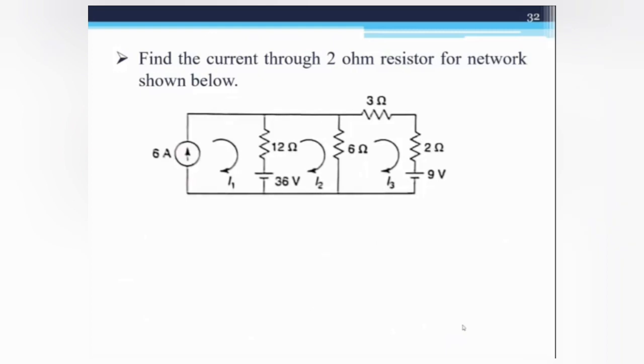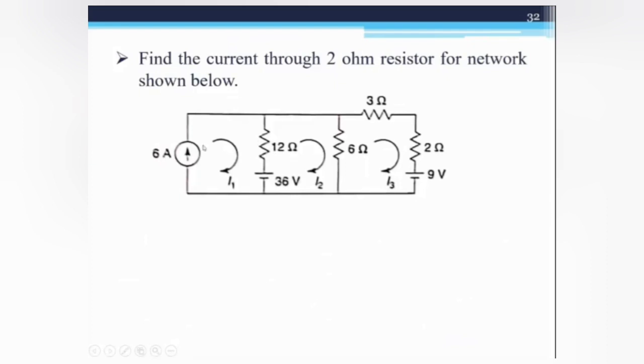There are also some examples of mesh analysis. Find the current through the 2 ohm resistor for the network shown below. Here the current direction is given. There are 3 loops and 3 mesh currents, I1, I2 and I3.